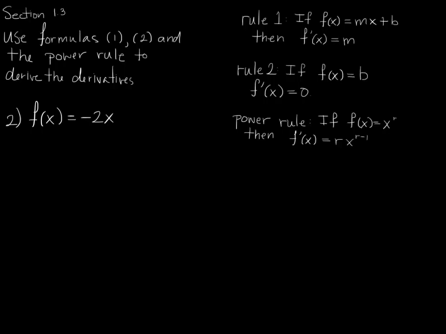All right, notice that this is a linear function with a slope of negative 2, so Rule 1 applies. The slope of this function is negative 2, so f prime of x is just negative 2.